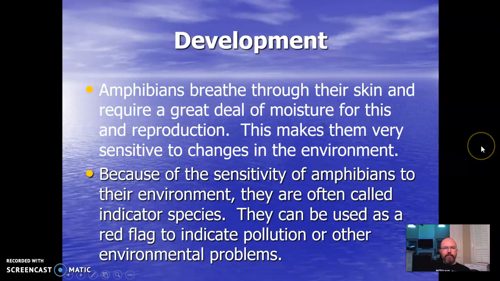Development. Amphibians breathe through their skin, require a great deal of moisture. That makes them sensitive to changes in the environment. Because of this, they are called indicator species. They function as an indication that there's pollution or other environmental problems if something starts happening to your frog populations.